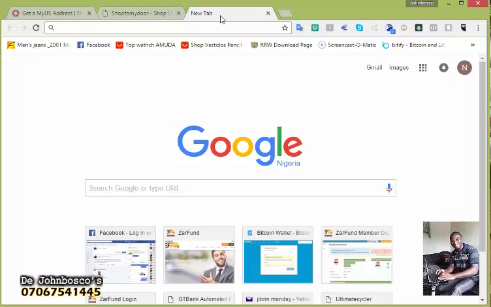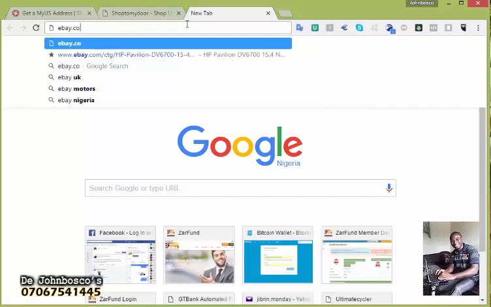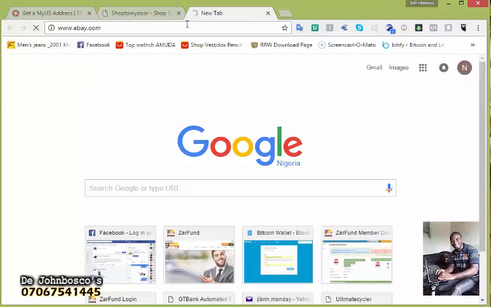Let's start with eBay. eBay.com. eBay is a good site. It's just like AliExpress, but it's US based, and on eBay you can buy virtually anything. You can buy cars, clothes, shoes, laptops, jewelry, perfumes. I can't mention all, but sometimes they can be very expensive. But I'm going to show you the way out.